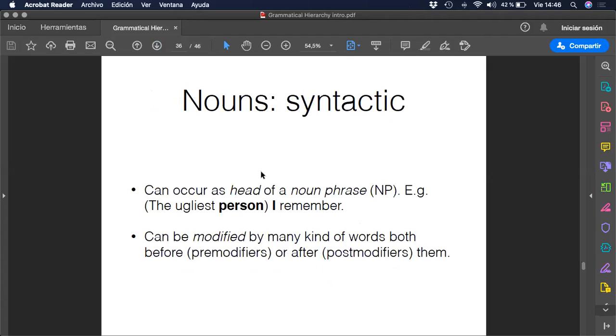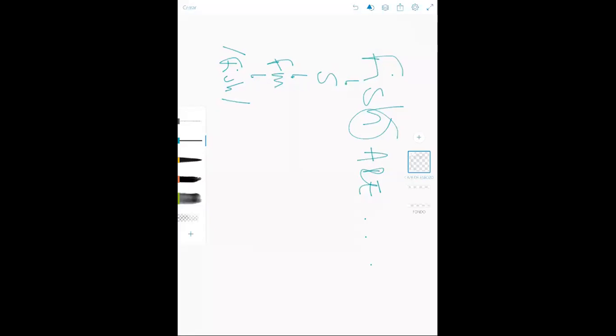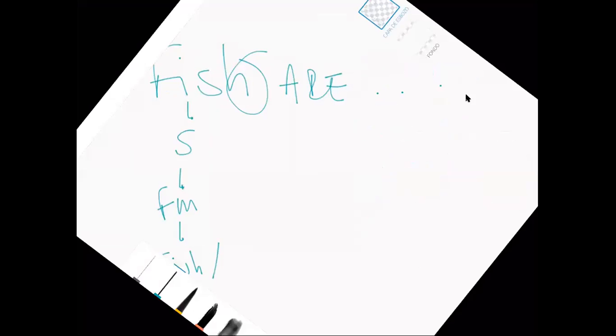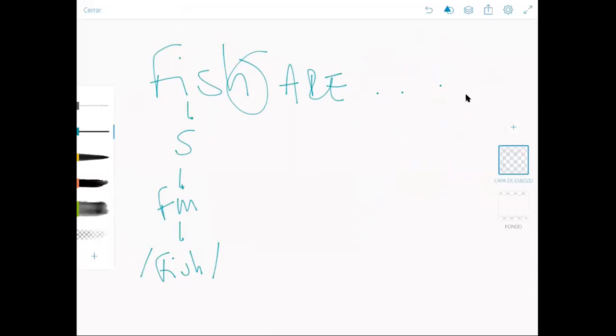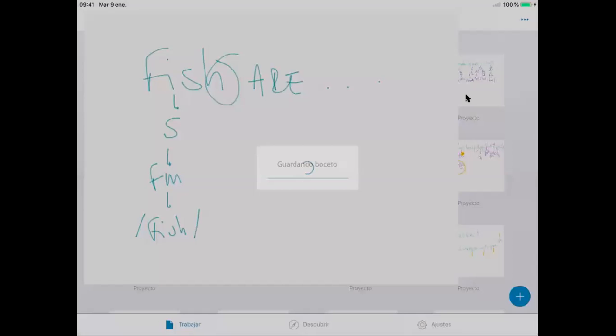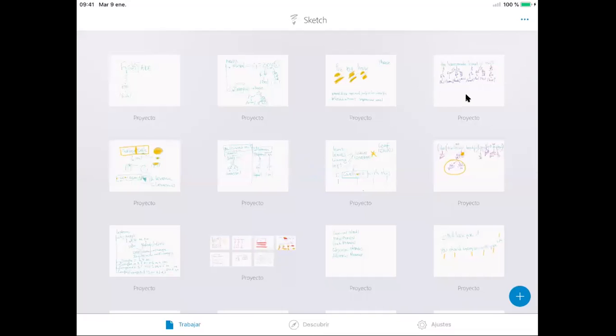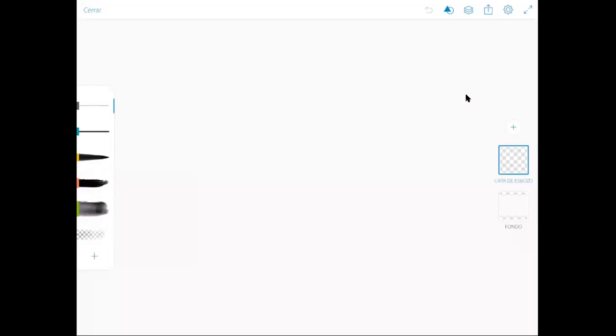The phrases, as the definition is saying, are the third element within the grammatical hierarchy, first of all, and then they are composed of lexemes. So I'm going to take the very same example, okay? So this is the ugliest person.